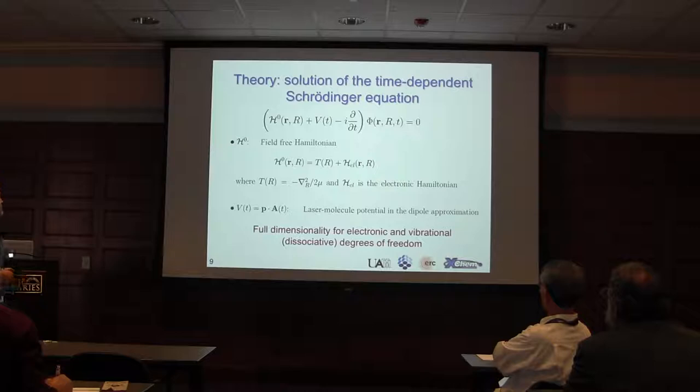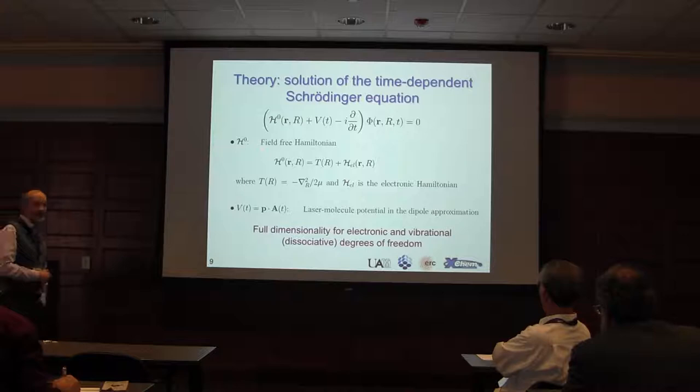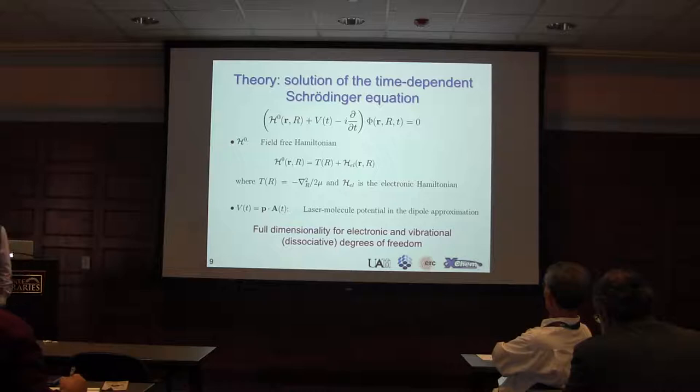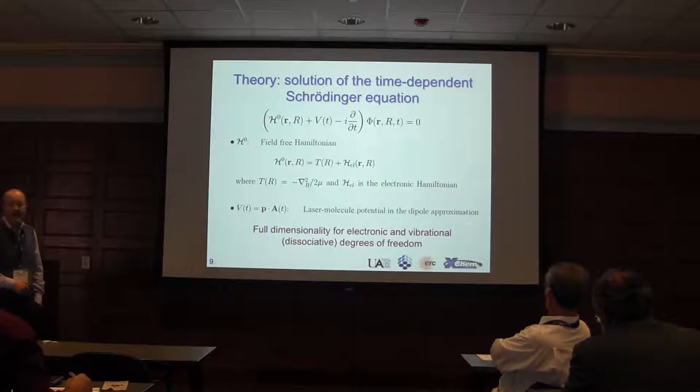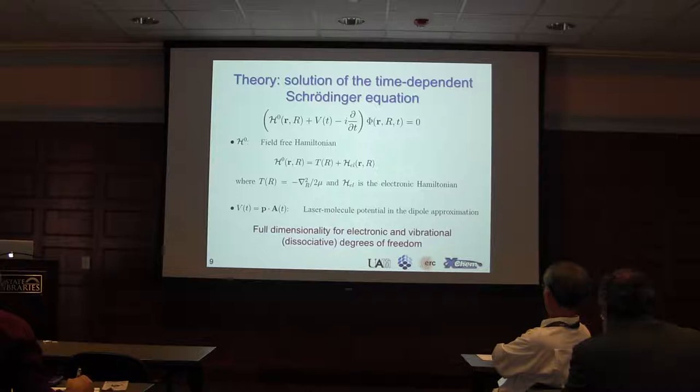Basically, what we do is to solve the time-dependent Schrödinger equation by using the exact non-relativistic field-free Hamiltonian of the molecule. And this Hamiltonian includes all electronic degrees of freedom and the vibrational and dissociative degrees of freedom. So that means that we take into account the problem in full dimensionality, and we are also taking into account the correlation between the electrons and the coupling between the electronic and the nuclear motion.